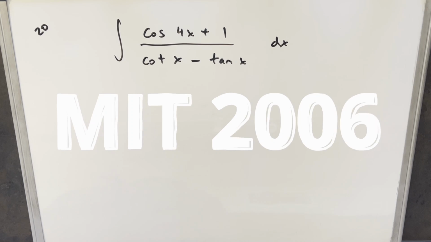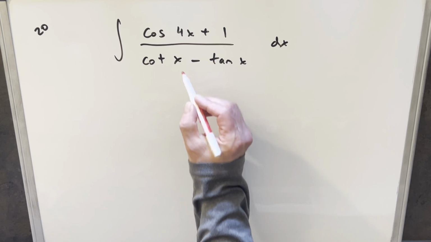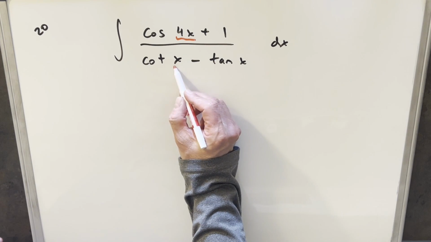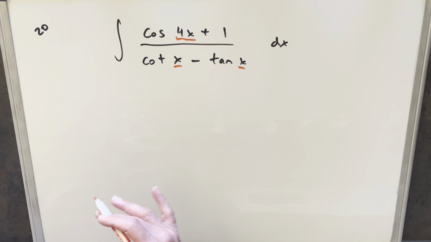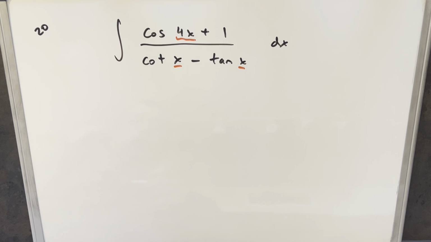Okay, we have here today an interesting integral from the MIT Integration Bee 2006. This is problem 20. We have the integral of cosine 4x plus 1 over cotangent x minus tan x dx. A couple things I noticed. First of all, having the angle here 4x and then having the angle down here as x is kind of a problem, as we usually want the angle to be the same on everything in order to make the trig functions easy to work with.